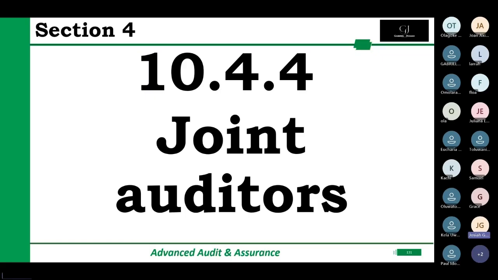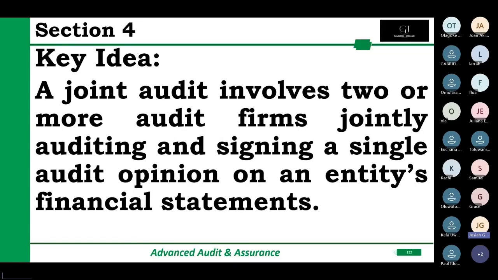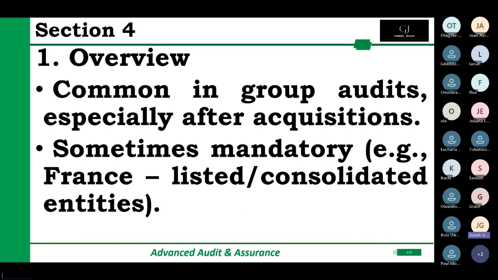Any question? All right. So let's go to another significant topic, another area where the examiner tests somewhat frequently, speaking to joint auditors or joint audits. So a joint audit involves two or more audit firms jointly auditing a single entity, and they're also signing a single audit opinion on an entity's financial statements. So two audit firms are auditing an entity, and the opinion is signed by the two or more audit firms that were engaged in the job.